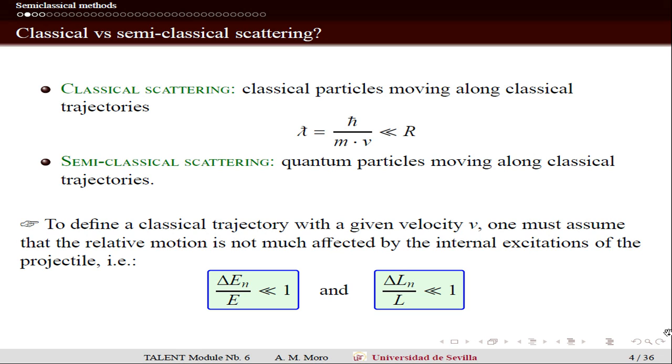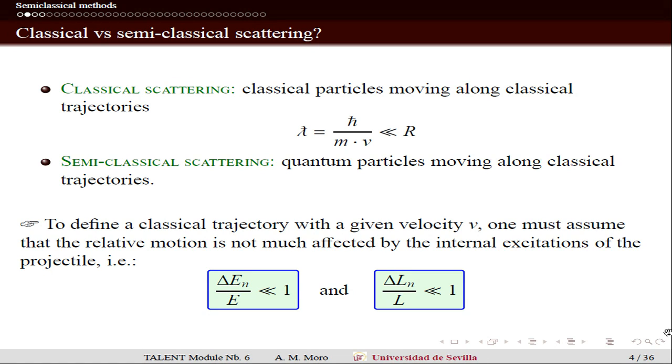Remember when we discussed inelastic scattering, inelastic scattering means that some energy is transferred from the relative motion to the internal motion. This is an excitation process. This excitation energy doesn't come for free, it comes from the kinetic energy. So this means that we are changing the velocity, the kinetic energy of the relative motion, so we are making some distortion of the trajectory, thinking of this classical trajectory.